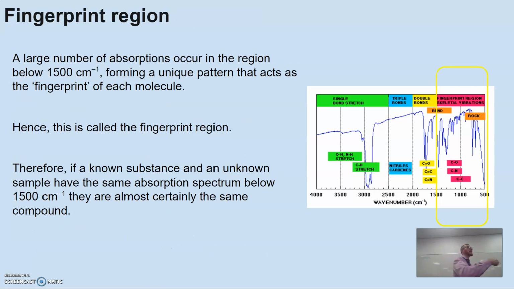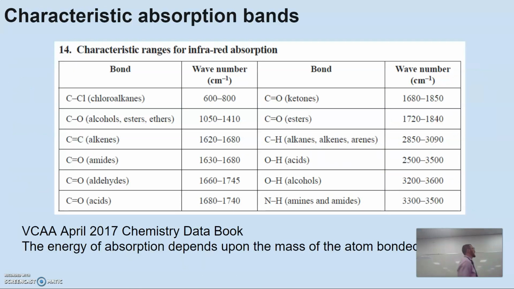The fingerprint region is really only used to determine the purity of a substance. There's only one peak that we need to look for in the fingerprint region, that if you are given it on an examination, it should be labelled, and that's with a haloalkane. A haloalkane, we can see, is in that fingerprint region. So this is a really important table, right? It's the characteristic wave numbers or absorption bands of each of our different functional groups.